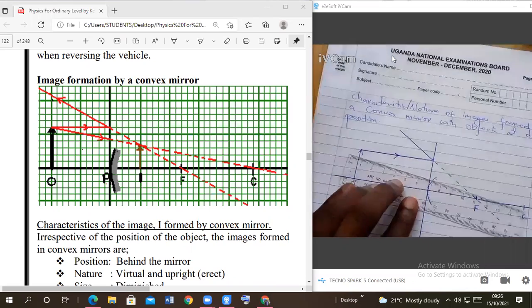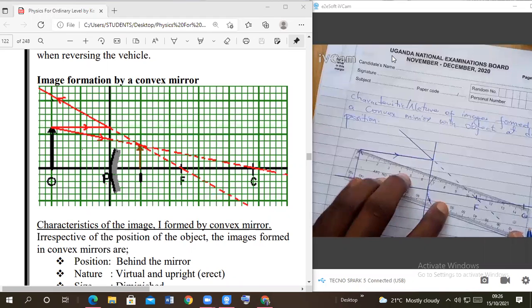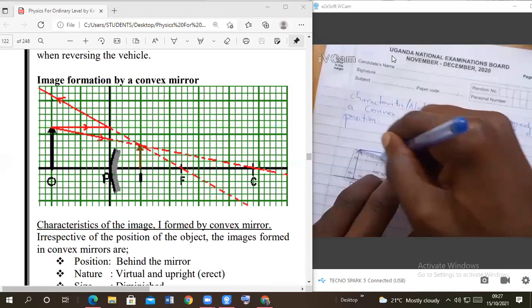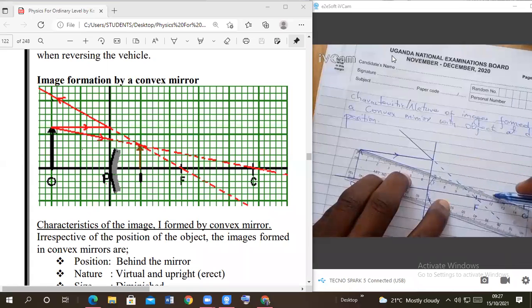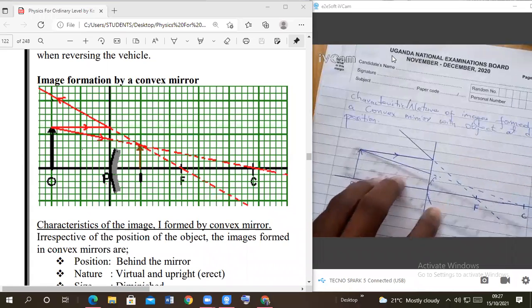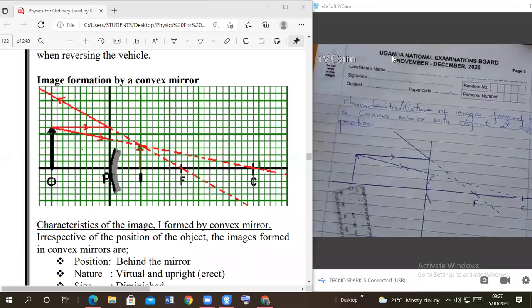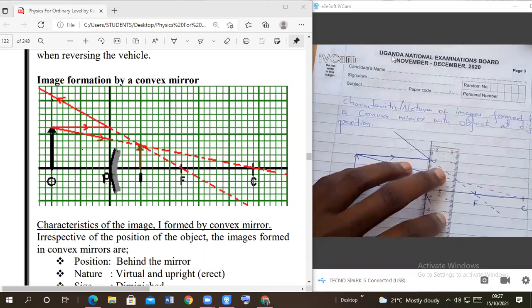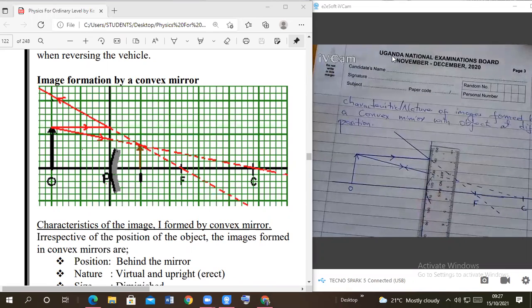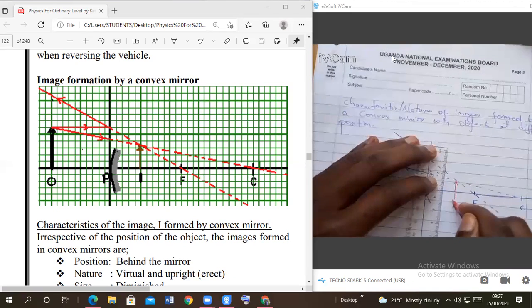Then again, another ray of light will come from the object through the center of curvature. So it will come like this. This side is now virtual, like that. Members, have you seen that? So now where the two rays are meeting, this is where the image will be. So this is our image.